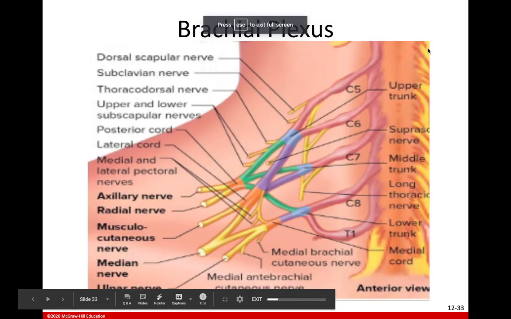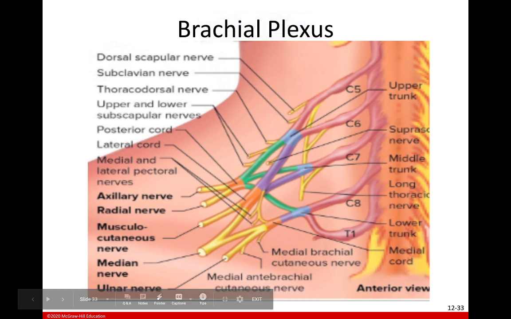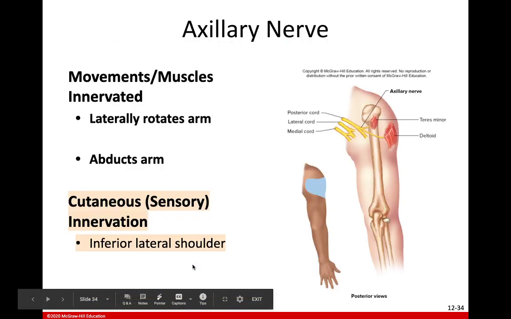My students had a lot of trouble. I think every time I asked them to label this brachial plexus last semester, they missed something. I asked them to label it 2 or 3 different times, and they missed something every time. So I'm trying to help you with that.